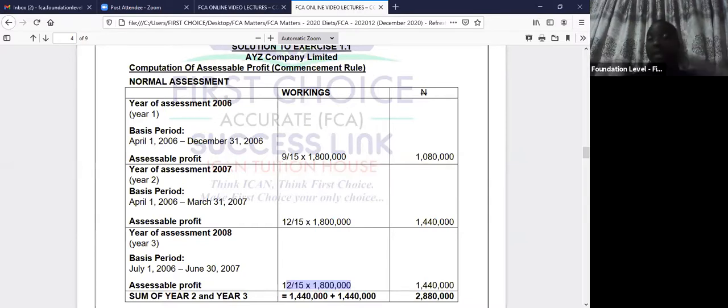Okay? Now, why is it abnormal basis period? Look at the first year. This April 1 did not start from where a previous account ended, because no account has started before. This is your very first account. So for that, there is no continuity. This is just beginning. Second, it is based on actual year and not preceding year. And thirdly, this is a less than 12 months account.